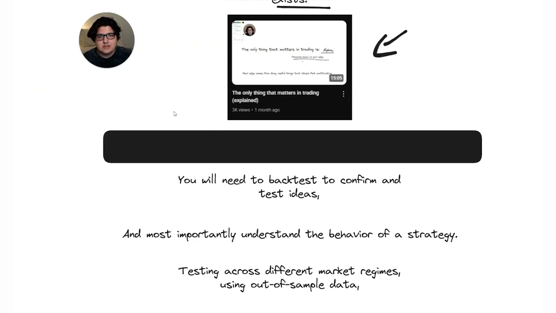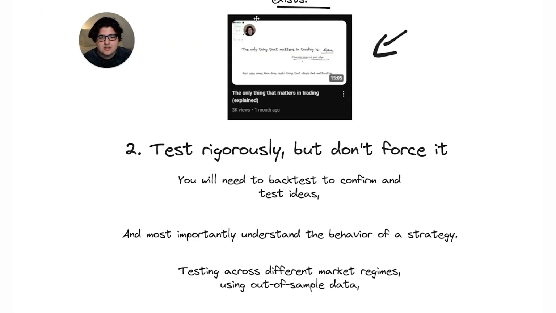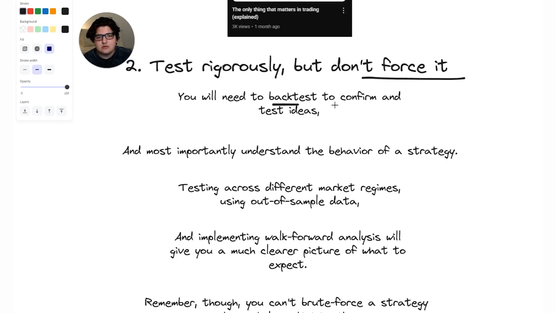Now the next one, let's just reveal this one here. The next one is testing rigorously, but don't force it. You will always want to backtest to confirm and test your ideas, and most importantly, actually understand the behavior of the particular strategy that you are testing. Now, what I am primarily referring to here is, how long is your average drawdown? How many consecutive losses could you go into? What is your CAGR over a year? So what is your compound annual growth rate?